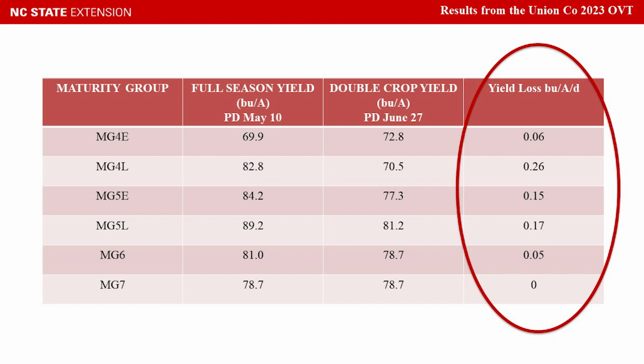So in the official variety testing plots in Union County in 2023, there were 2 sites. Full season site, many of you probably came to the soybean field day out there at Cameron Simpson's. And then there was a double crop site, which was at another farm, and those beans were planted behind wheat. So if you look at the different maturity group categories, we had early 4, late 4, early 5, late 5, 6s, and 7s.